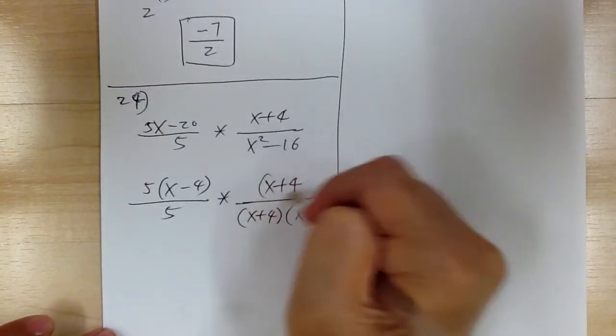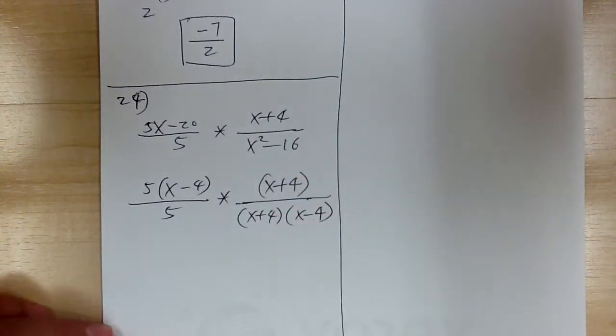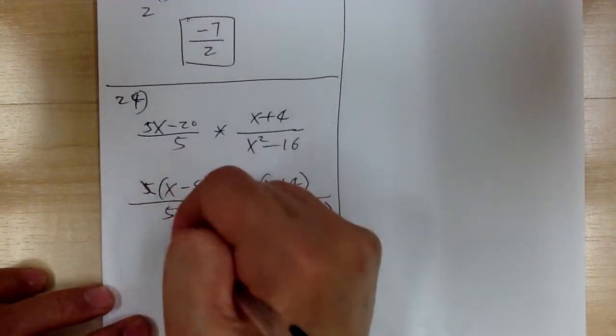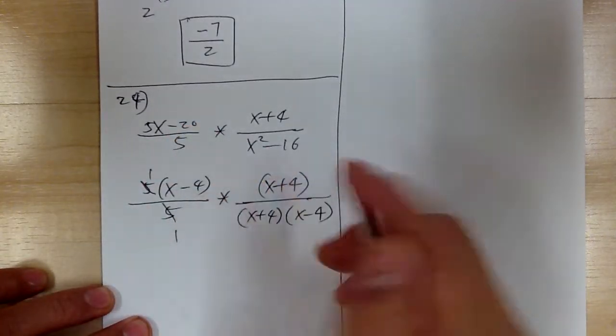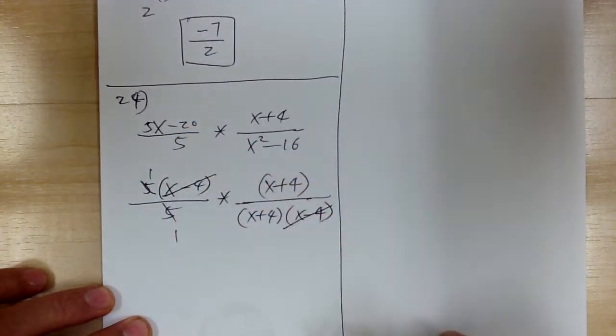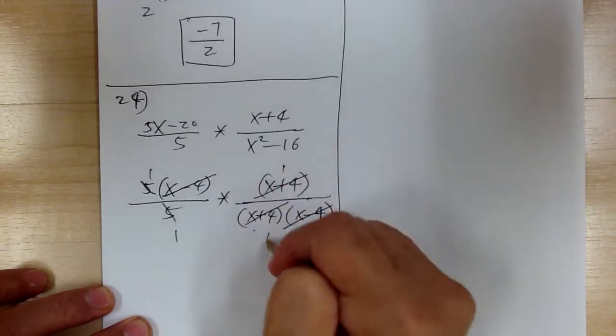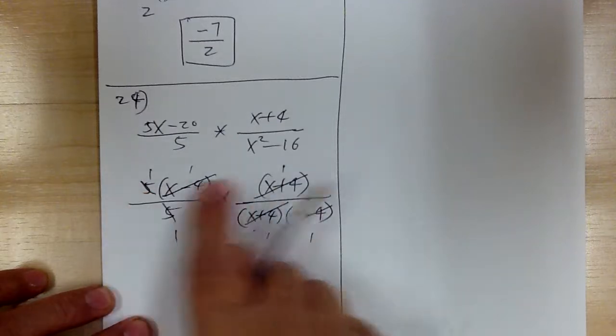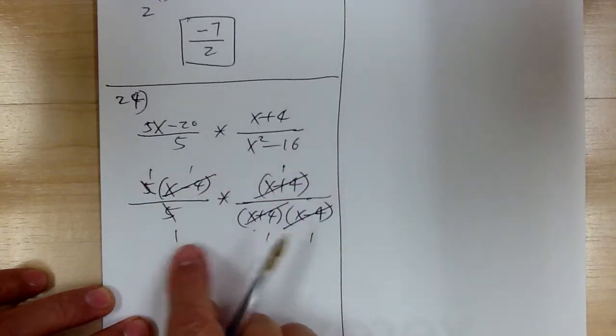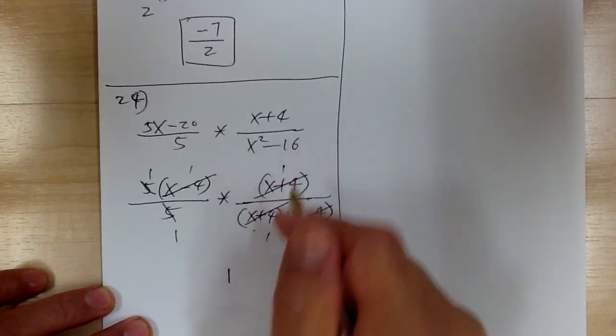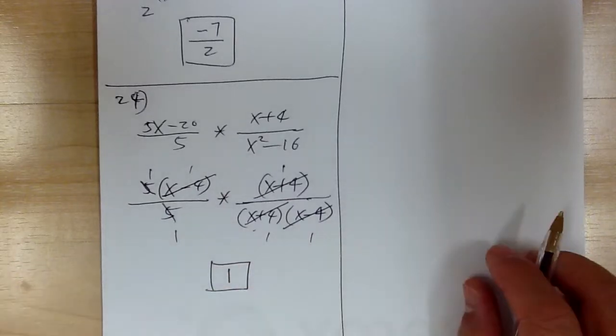So it would be x plus 4, x minus 4. Now this one you can put in parentheses to group them. So 5 and 5 cancel out. X minus 4 cancels out. X plus 4 cancels out. When we cancel, it means it's 1. So when you multiply 1 times 1 times 1, it's still 1. So you're going to get 1 over 1, which is 1. So the answer would be just 1.